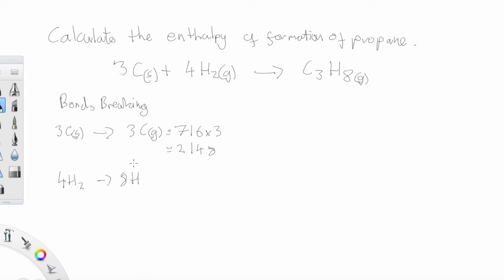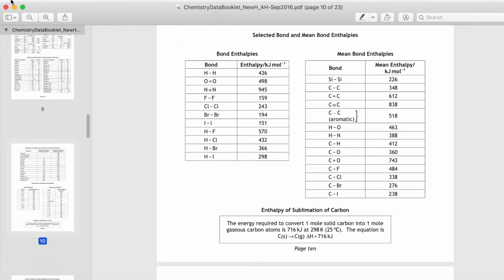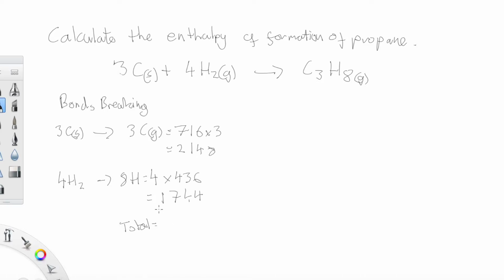The next thing we need to do is break up 4 hydrogen molecules into 8 hydrogen atoms. So that's 4 hydrogen to hydrogen bonds. If I look up the bond enthalpy for that, it's 436. So it's 4 times 436, which is equal to 1744. If I add that together, 1744 plus 2148, 3892. So that's bonds broken.